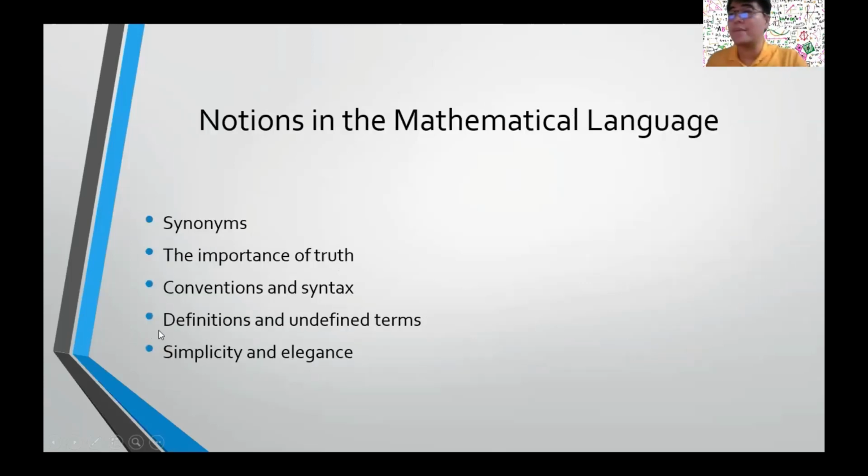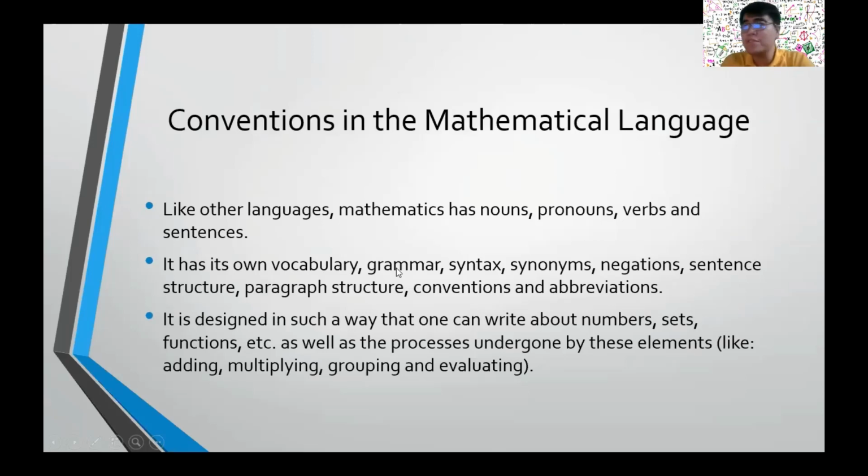So the notions in mathematical language are synonyms, the importance of truth, conventions and syntax, definition and undefined terms, and simplicity and elegance. When it comes to conventions in mathematical language, like other languages, mathematics has nouns, pronouns, verbs, and sentences. It has its own vocabulary, grammar, syntax, synonyms, negations, sentence structure, paragraph structure, conventions, and abbreviations. It is designed in such a way that one can write about numbers, sets, functions, etc., as well as the processes undergone by these elements, like adding, multiplying, grouping, evaluating, negating, and many more.